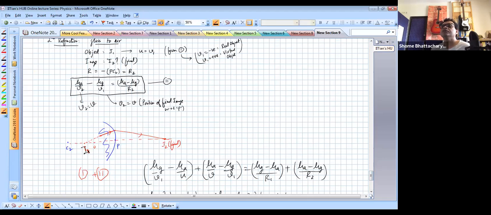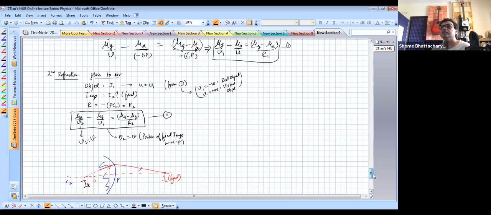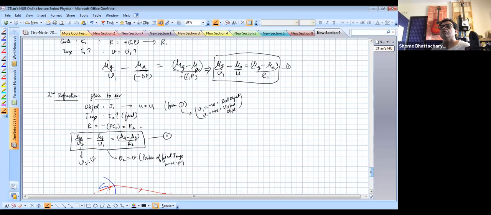So what is the object for this second event? It is I1. And what is the image? Let's say it's some I2, and that is nothing but the final image. So that's how I have solved the second case now. Refraction from glass to air with the object as I1 and the image as I2. So refractive index of air divided by V minus glass divided by U is equal to air minus glass divided by radius, which is R2.